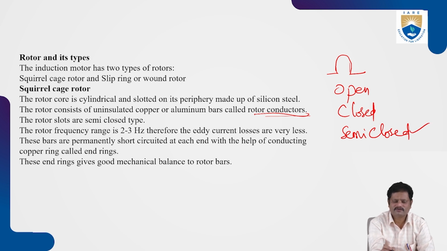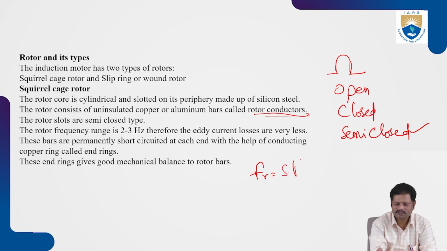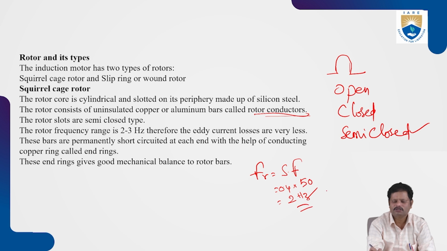Now the rotor frequency range is 2 to 3 Hz, which is less than the supply frequency. If the supply frequency is 50 Hz, the slip will be in the range of 4 to 5%. So 4% means 2 Hz, and like this the rotor frequency varies from 2 to 3 Hz.